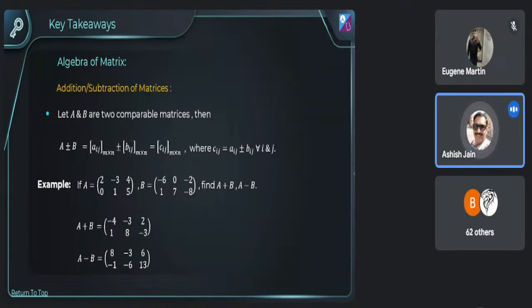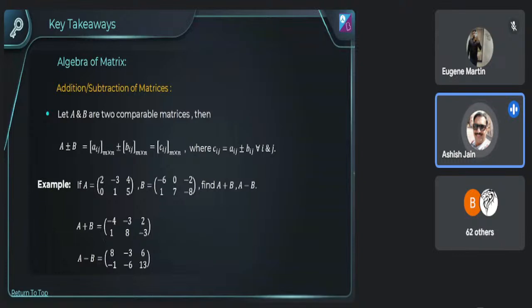सो हम क्या करेंगे? We will add the corresponding elements together. That means the first row, first column element of A will be added to the first row, first column element of B. Similarly, the first row, second column element of A is added to the corresponding first row, second column element of B, and so on. We follow it for all the elements. So 2 minus 6, it is minus 4. Minus 3 plus 0, it is minus 3. 4 minus 2, the answer is 2. 0 plus 1, the answer is 1. 1 plus 7, the answer is 8. And 5 minus 8 is minus 3.